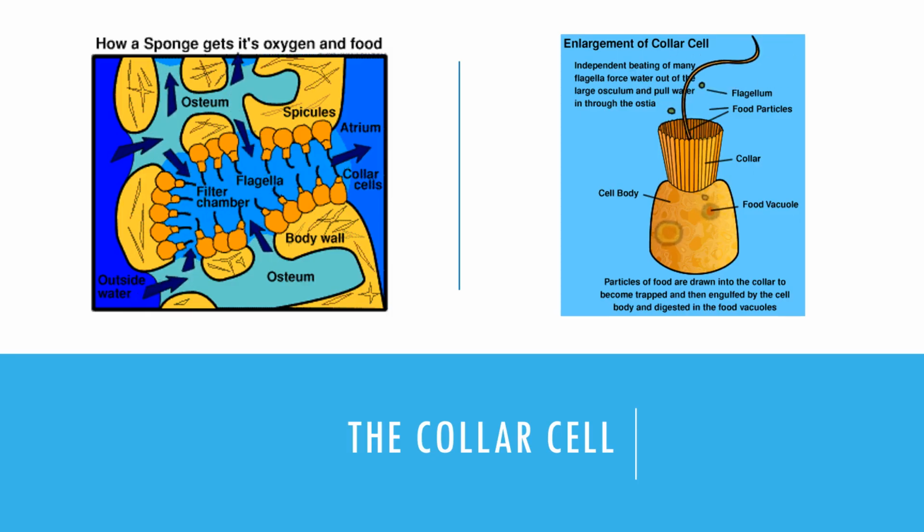Here is a quick animation. If you look at the right, this is an up-close view of how the collar cell works. You can see the food particles making their way in and making their way inside here. And then again, the amoebocyte would be on the edge of the collar cell collecting the food. What you see on the left here is how sponges get their oxygen and their food. You can see the flagella are beating in sequence, all coordinated. That's very important to create the water flow in the correct direction. We want water to go from the outside of the sponge into the atrium, or the inside of the sponge.